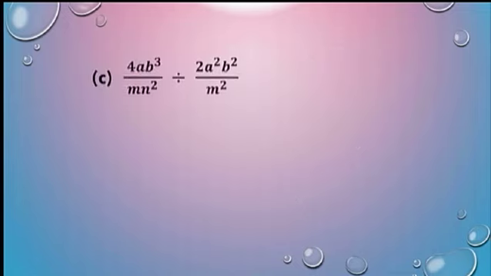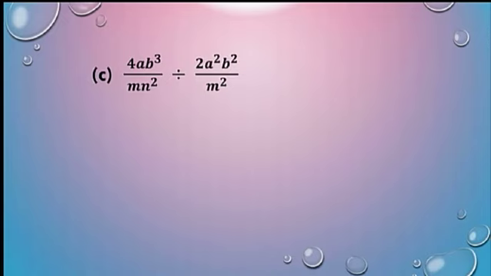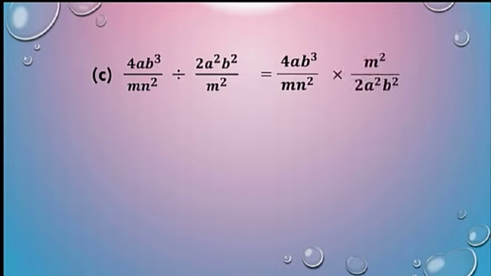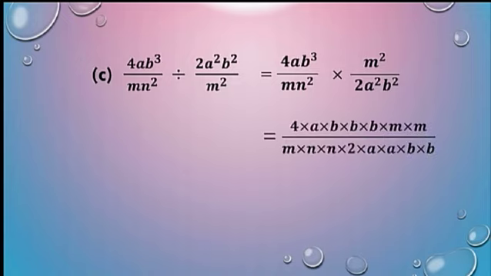Another example. Again, we're going to change the division into multiplication by taking the reciprocal of the second fraction. Since we have common terms in numerators and denominators, we're going to write them in expanded form, then cancel out the common terms.